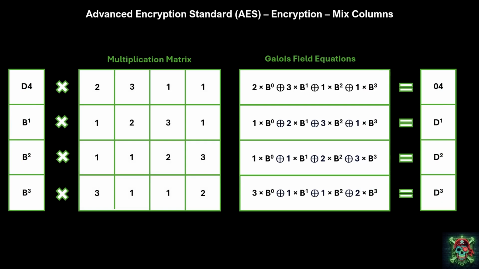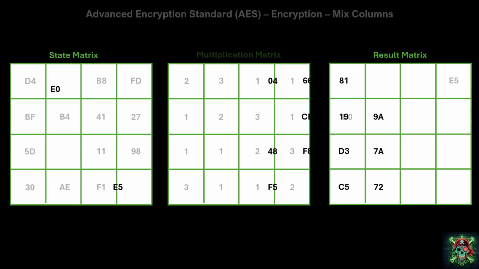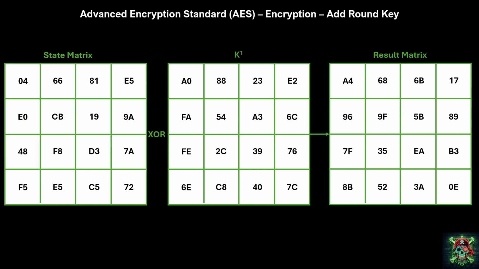If we go back to our original equations, we can now replace B0 with our original value of D4, and our first resulting variable of D1 with the hexadecimal value of 04. The same process is followed for each of the other bytes in the column. The only thing that changes is the order of the constants from the multiplication matrix. All that's left is to add the round key. Just as we did before beginning the first round, we can add the key using the XOR function. This time, we are at the end of round 1, so we will use K1. That gives us the final result matrix for round 1.